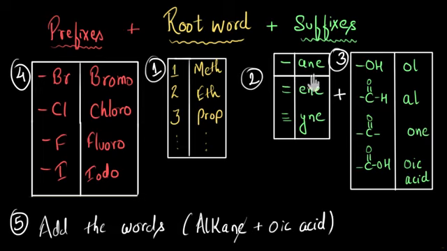Now if there are some oxygen containing functional groups, then you add these suffixes to the ane, ene, yne. And if there are any bromine, chlorine, fluorine, or iodine functional groups, then you add these prefixes to the root word. Now the last step is that you add all of these words to make a meaningful name of the compound. Just be careful when you're adding these suffixes to the ane, ene, yne, the e's will get cancelled and then only you will have to add these suffixes.